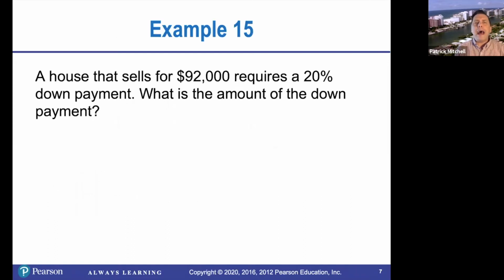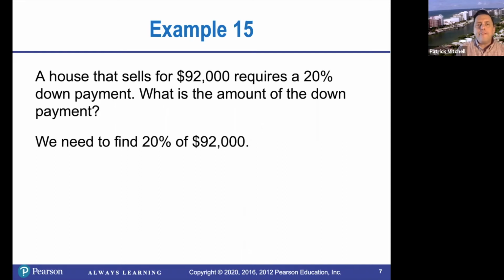So for example, a house that sells for $92,000 requires a 20% down payment. What is the amount of the down payment? So this is probably the easiest type of problem. All right, we need to find 20% of 92,000.